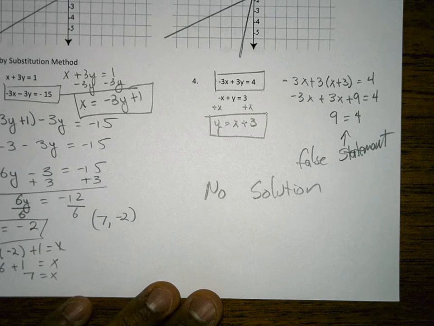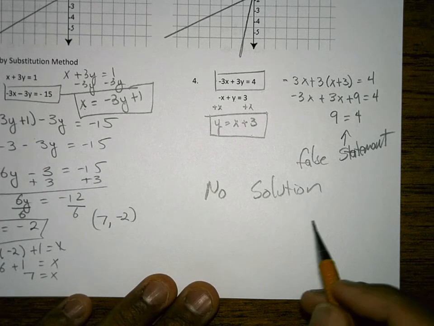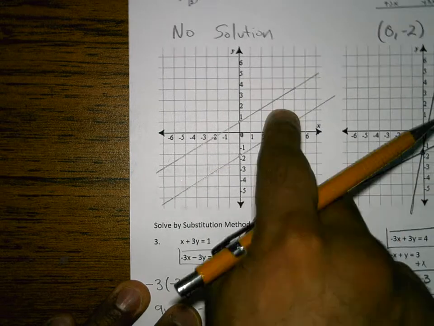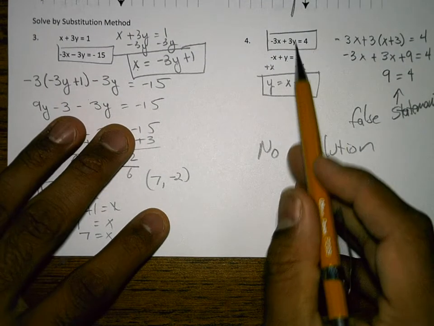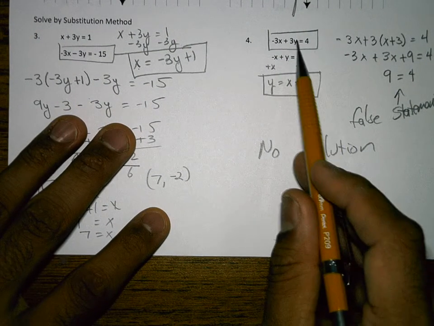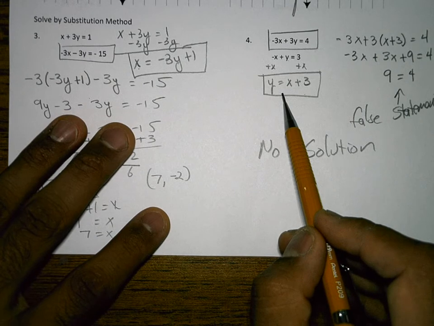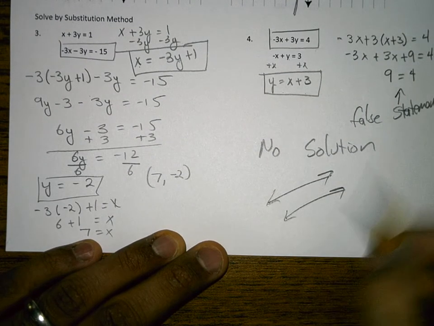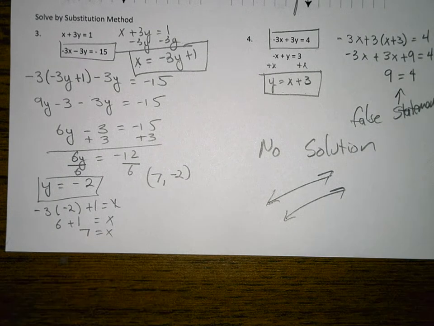So what that really means in terms of the relationship here is that they have the same slope. You can't tell because they're not both solved for y, but if I solve this one for y, I would get the same slope as this one. So if they don't cross, they're parallel. It's no solution, because it's defined as where they cross. If they don't cross, there isn't an answer.